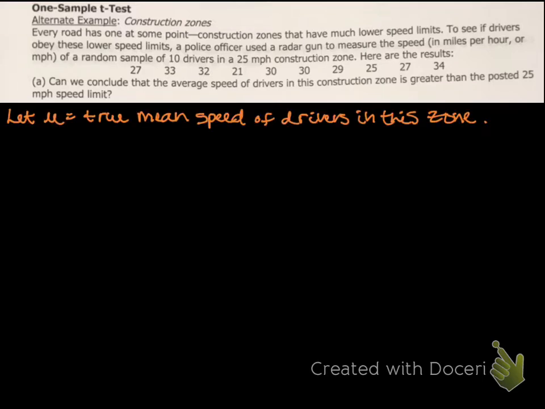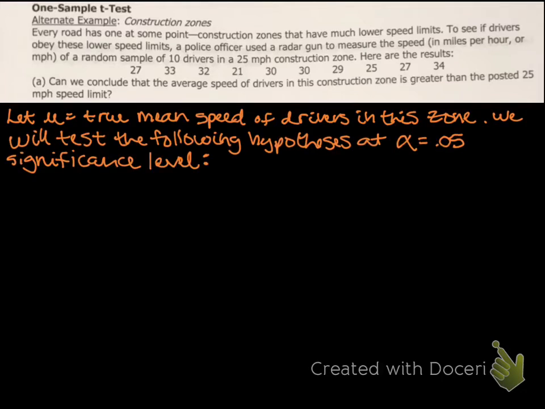Let mu equal the true mean speed of drivers in the zone. We're talking about mean speed, so we're not talking about p proportion, we're talking about mean. So we're talking about mu. We will test the following hypotheses at the alpha equals 0.05 significance level. H sub O, remember the null hypothesis is a statement of no difference. So we're going to say mu equals 25. In H sub A, they believe that people are driving faster than 25. So mu is greater than 25.